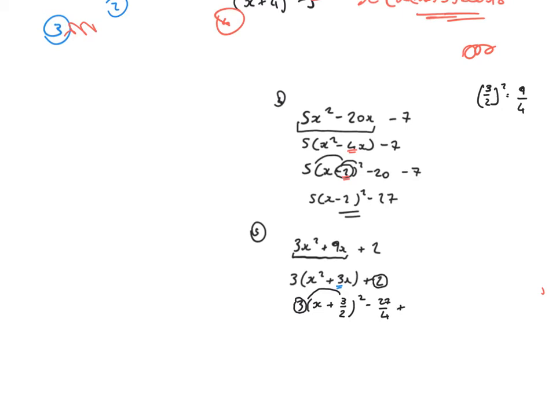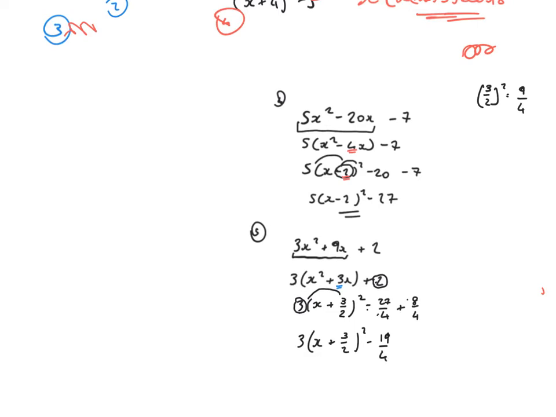Now what I want to do is get a common denominator. So the common denominator is quarters. So I've got 2 pizzas, change it into quarters, and that is 8 quarters. Final answer then will be 3 bracket x plus 3 over 2 all squared. And then I've got minus 27 quarters plus 8 quarters, which is minus 19 quarters.